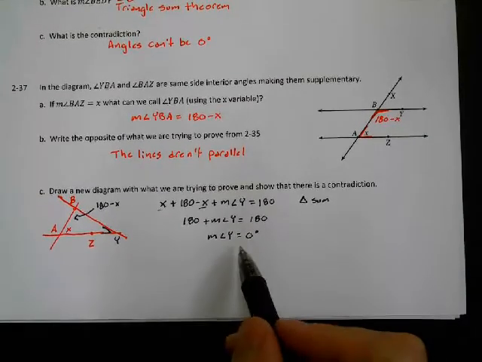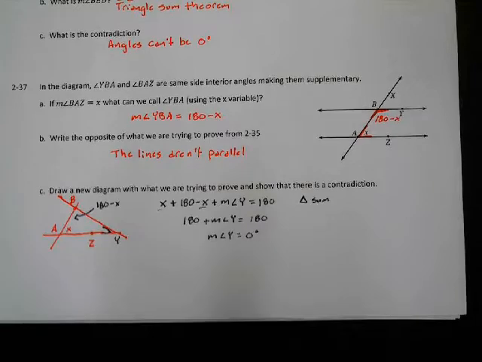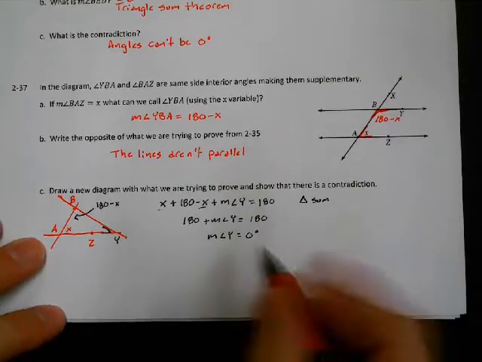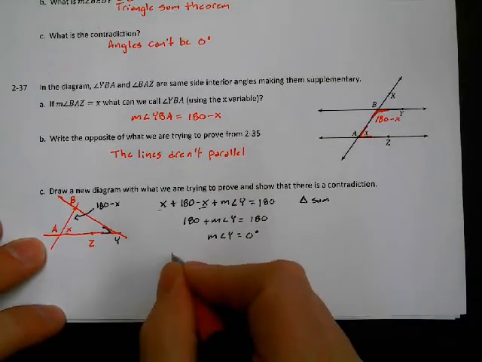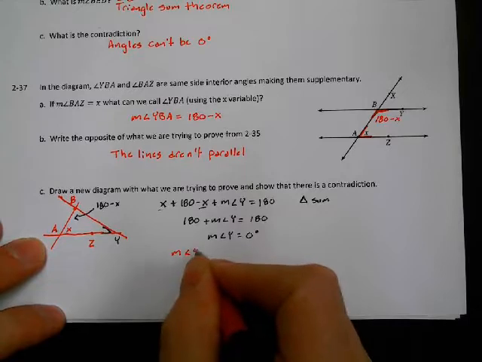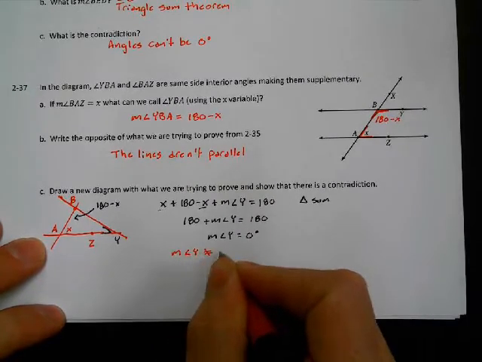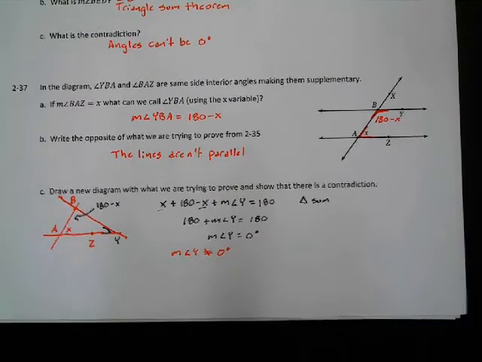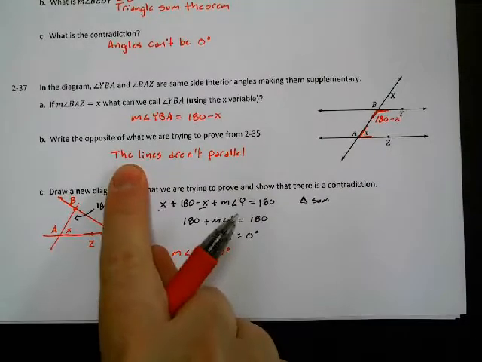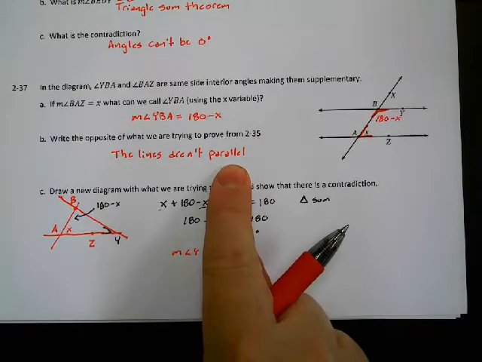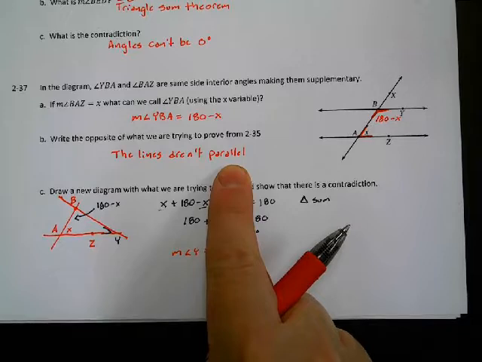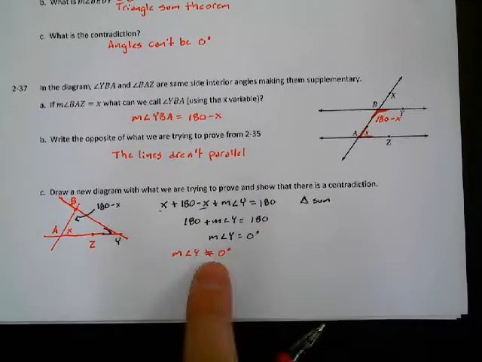Angle Y cannot be 0 degrees. The measurement of angle Y cannot equal 0 degrees. I have a contradiction. Therefore, I've proven that the lines aren't parallel is not true. So if the lines aren't parallel, that means the lines were parallel the whole time. So since we have a contradiction, our conclusion is the lines are parallel.